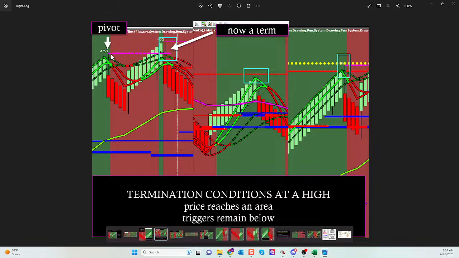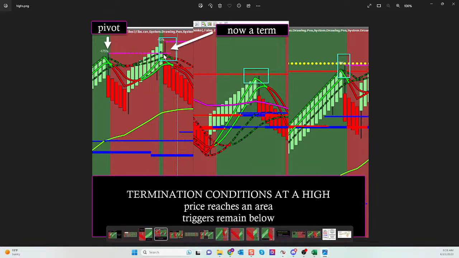Guys, this pivot on its own is not a termination condition because price didn't reach an area. And this is a very key concept. This is just a pivot. There was a little bit of loss of momentum. Don't give it more power than it deserves, guys. If it's out in the middle of nowhere, it may push the market down a little bit. But when price reaches that divergence high and all of the trigger lines remain below, now it's a termination condition. Does that make sense? Just a pivot, and then we'll use that divergence high. Price reaches it, trigger lines remain below. Now it's a termination condition.